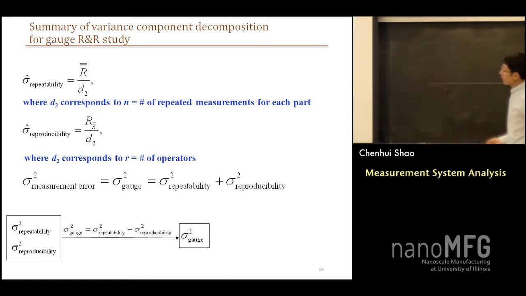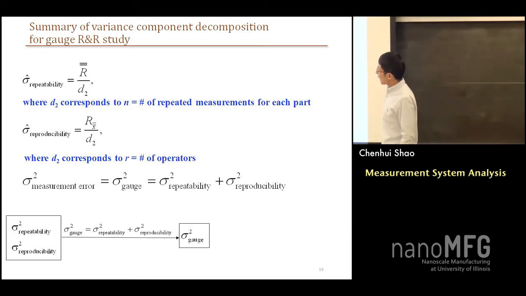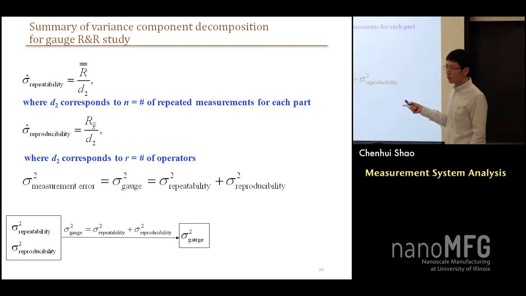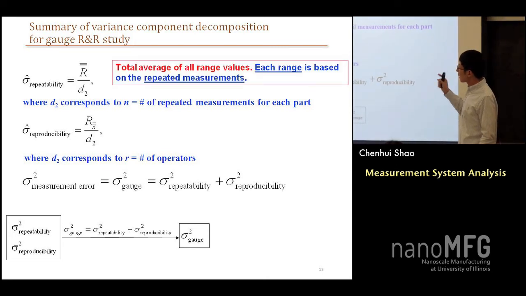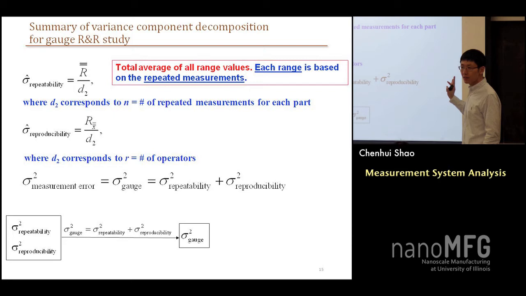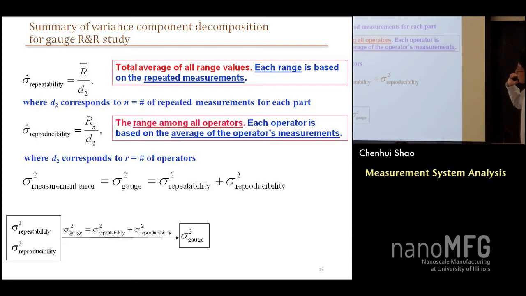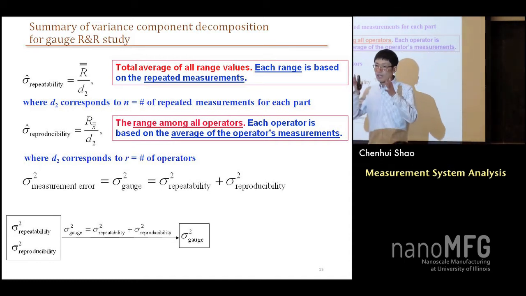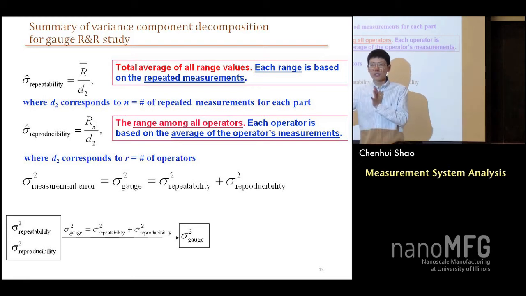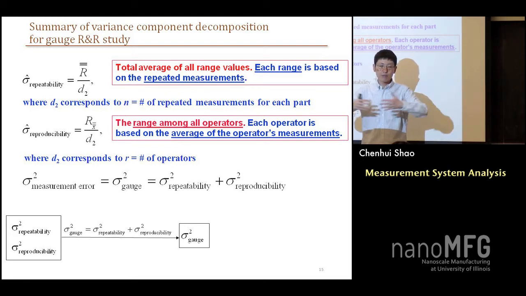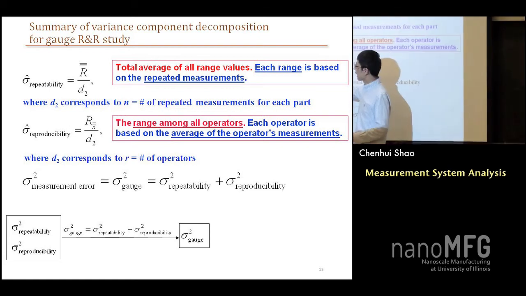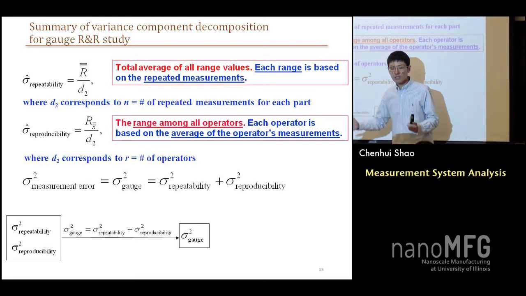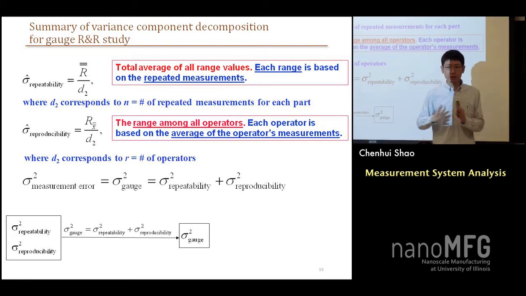Okay, so in summary, here are my formulas. Sigma repeatability hat is given by R double bar divided by D2. And the sample size is the number of repeated measurements for each part. Okay? And sigma reproducibility is given by R X double bar divided by D2. You calculate X1 double bar, X2 double bar for all operators. And then you get a range of all of these double bar X values. And the range of this can give us the estimate for reproducibility. It means the difference among operators.